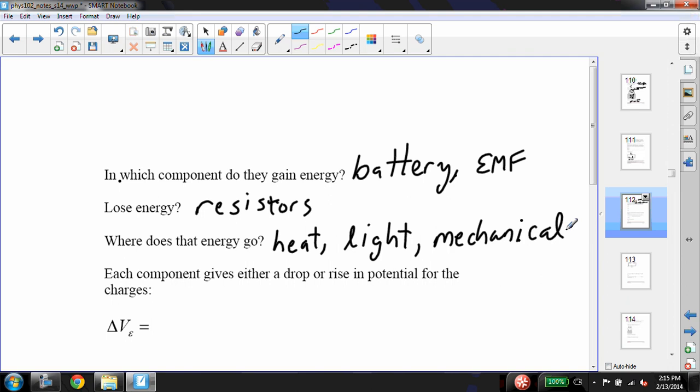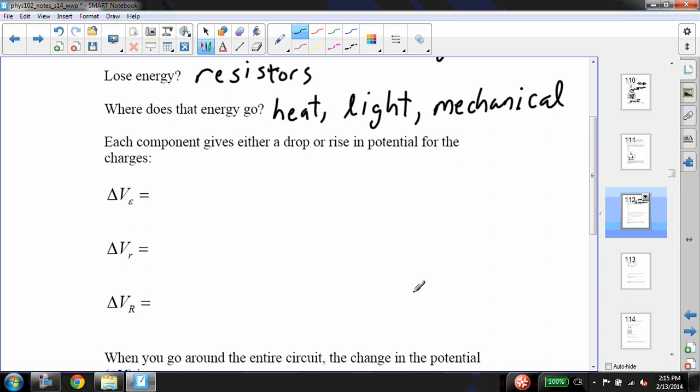Now, each component gives either a drop or a rise in the potential. So here, our change in potential for the EMF source is plus ε. For the internal resistance it is minus I times r from Ohm's law, and minus I times big R, also from Ohm's law.